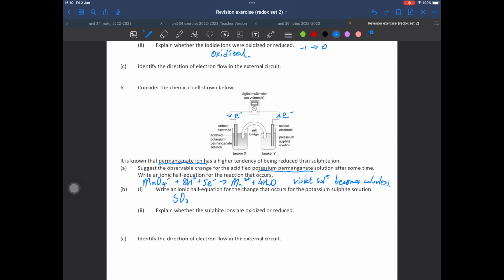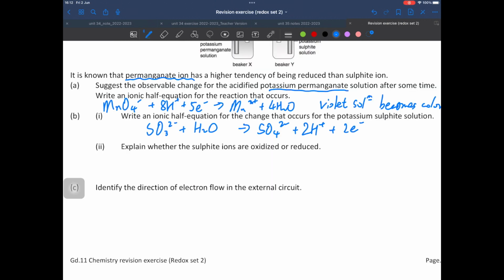SO3 2-, finally become SO4 2-. Act as a reducing agent. We need a water to balance the number of oxygen and 2 hydrogen ion. Finally, 2 electron on the product side. Yes, this is reduced. B2, explain whether the sulfate ion is oxidized or reduced.